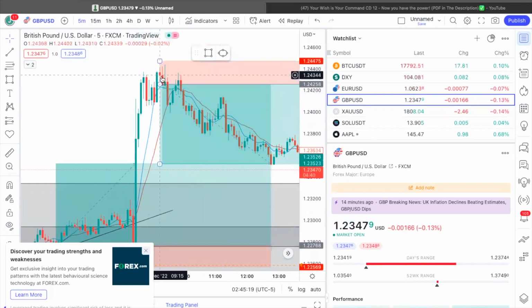Yeah, no, I was knocked out. And then it came here. Look at this. On the MA, we have a reversal candle. That's on structure.